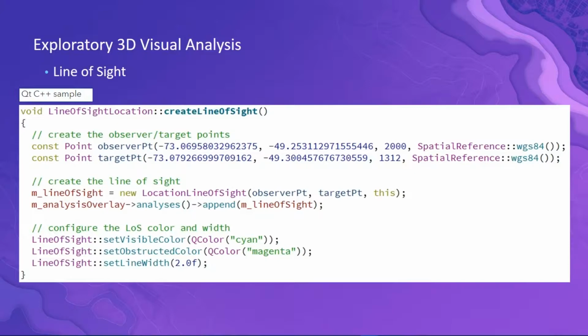So we append it to the analysis overlay, and once we've done that, we can just make sure that the line of sight is visible and it will draw to the display. But we can also configure some parameters for line of sight as well. So we can change what the visible and obstructed color is, and we can change the line width as well. So in this case, we're changing it to cyan and magenta and setting that line width. So we try to keep it as simple as possible, but still very powerful.